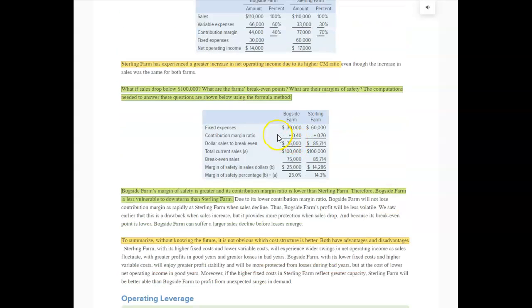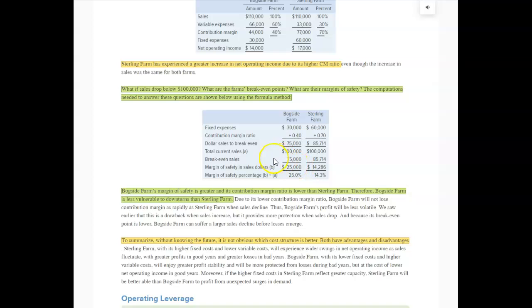So in this case, let's take a look at the fixed expenses and then divide by the contribution margin ratio. What that's going to do is, we just saw this a page or two ago, the break-even point in dollars will be the result. So fixed expenses divided by contribution margin ratio gives us the break-even point. You can see they're different between the two companies because Bogside Farm has a different amount of fixed expenses compared to Sterling, and also the contribution margin ratios are different.